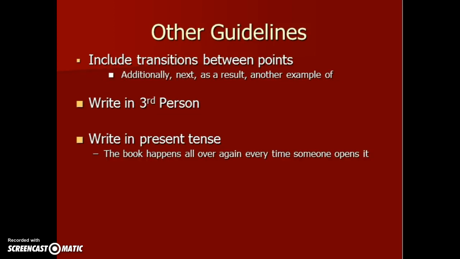A few other guidelines to follow when you're writing a literary analysis paragraph are threefold. First, make sure you're including transitions between your points, things like additionally, next, as a result, and another example of. This helps your reader know that you're moving on from one claim to another, one set of evidence to another. You also want to write in third person. Never use I, me, my, our, or we. It isn't good for formal writing to use those, so make sure that you're writing in third person. We know it's your opinion simply because you wrote it. You don't need to say the phrase I believe or I think or in my opinion.